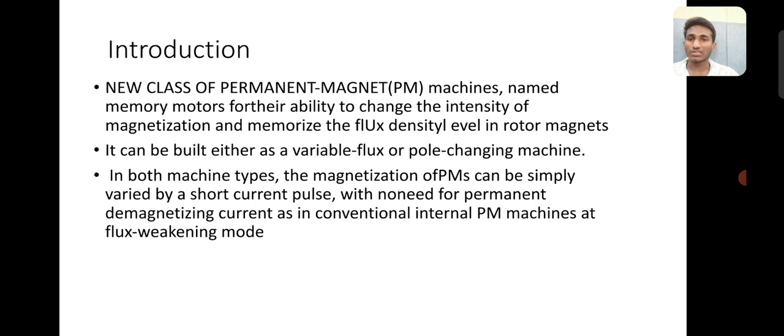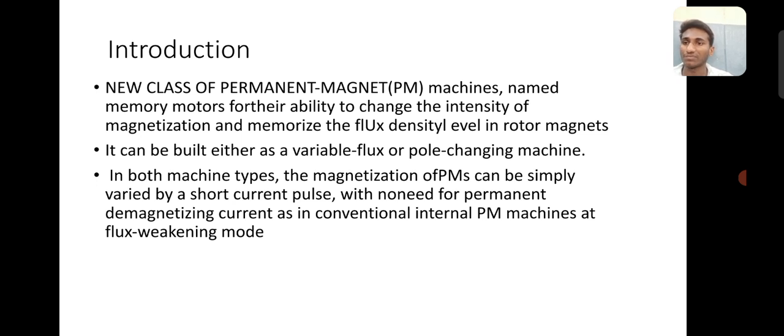Rotor magnets are used in a motor where it works under the concept of magnetization and flux. So it can be built either as a variable flux or a pole changing machine. These are the two machines built based upon these permanent magnet machines, and in both machine types the magnetization of permanent magnets can be simply varied by a short current pulse.